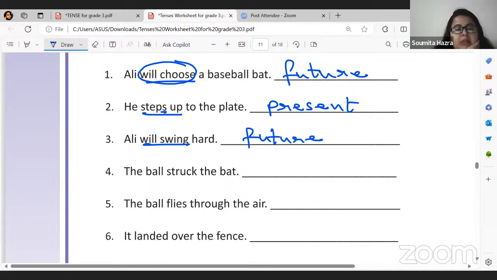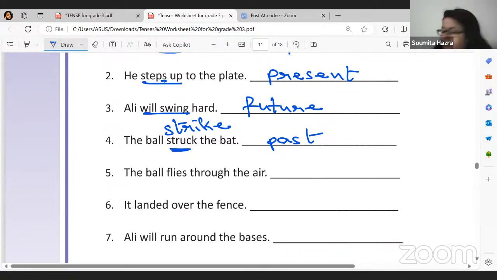Number 4. The ball struck the bat. Are we able to do this? Struck is the past form of strike. So this is written in past tense. Okay.